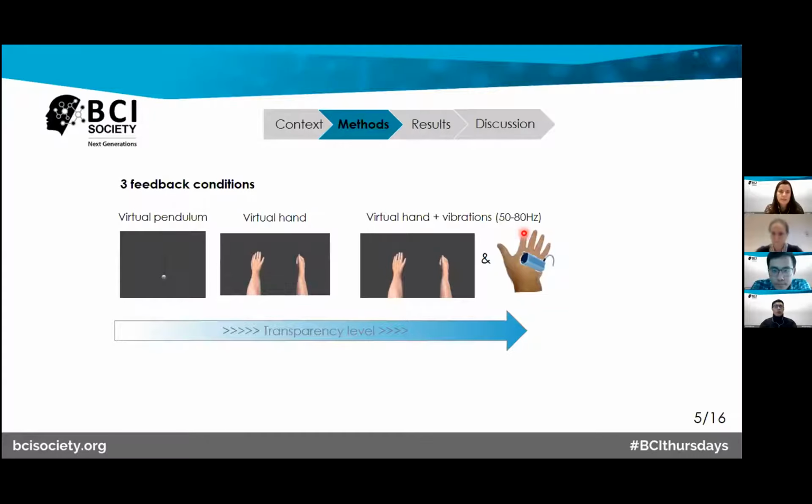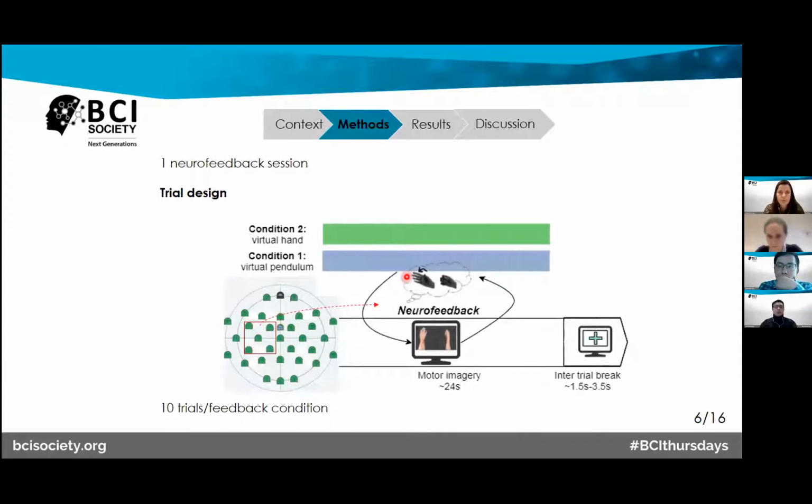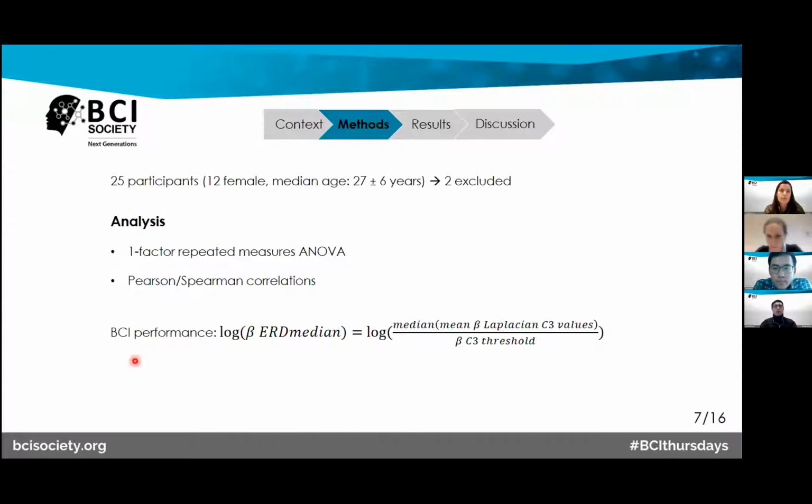All the participants tested the 3 different feedback conditions in a randomized order throughout 1 neurofeedback session. And the trial design was constructed as follows. It lasted about 24 seconds of motor imagery. In the first 2 conditions, the participants were receiving continuous visual feedback, either with the hand or the pendulum. And in the third condition, they could receive motor illusion vibrations at certain moments of the trial. There were 10 trials per feedback condition. We could include 25 participants, 12 of them were women, with a median age of about 27 years old.